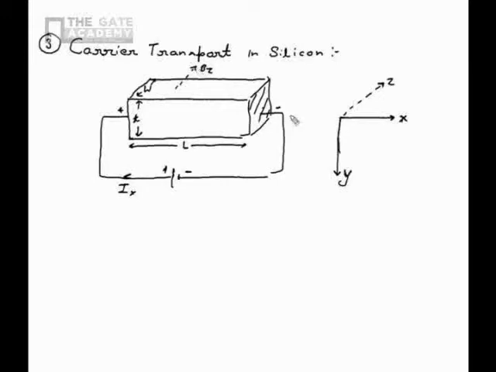We have an electric field in X and a magnetic field in Z. If there is a particle, which by convention we assume has a positive charge, then this positive charge will move from positive to the negative direction.